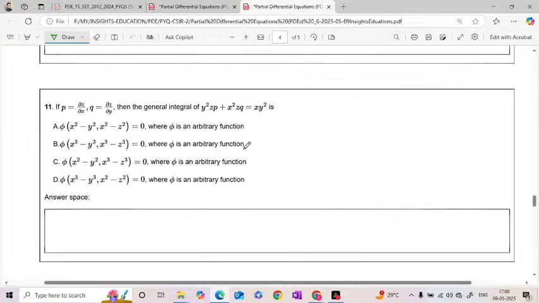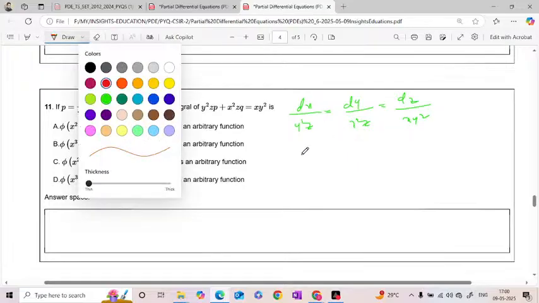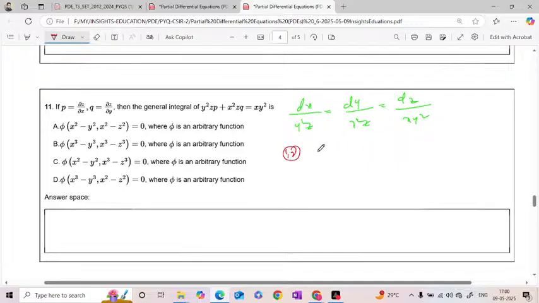Okay, now come to this one. What is the answer? We can tell it quickly without solving. dx by y square z, dy by x square z, dz by. If we solve one, maybe all will come. Solving 1 and 2 is enough, because it is the same format.